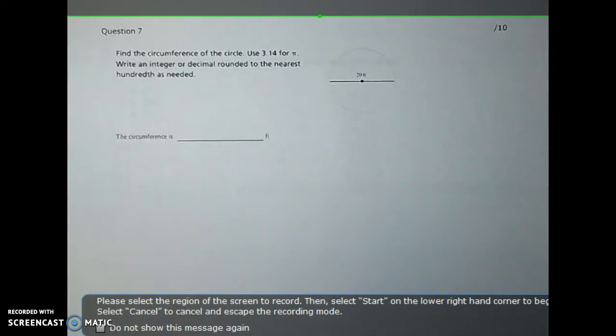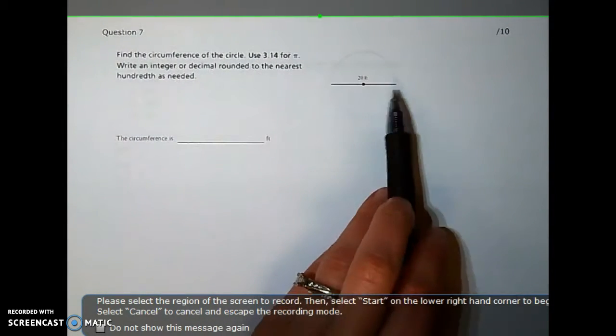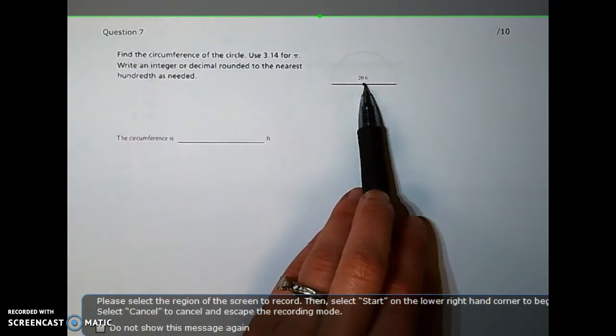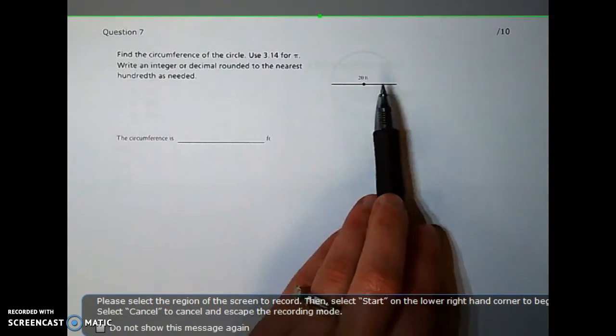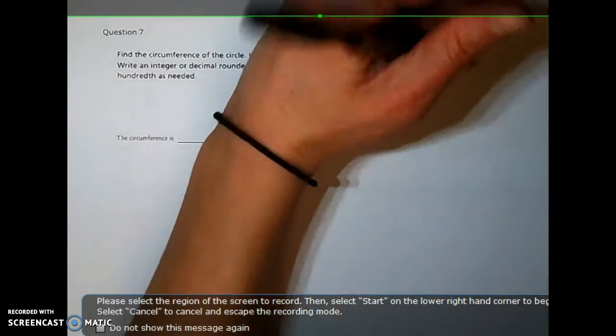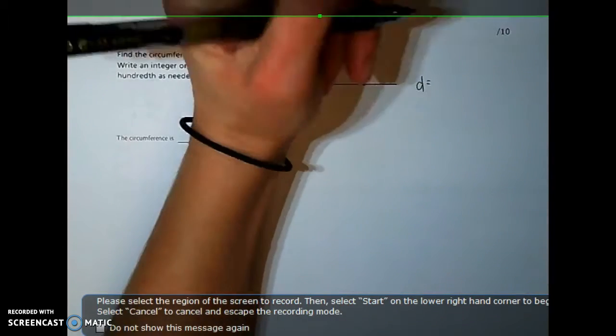Question number 7 reads, find the circumference of the circle. Use 3.14 for pi. Write an integer or decimal rounded to the nearest hundredth as needed. So notice that we have a circle with the distance all the way across being 20 feet. Now keep in mind that this distance is our diameter, so our diameter is 20 feet.